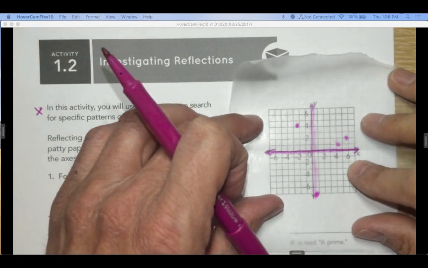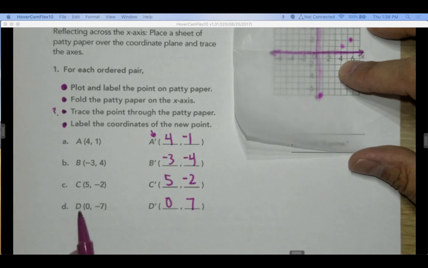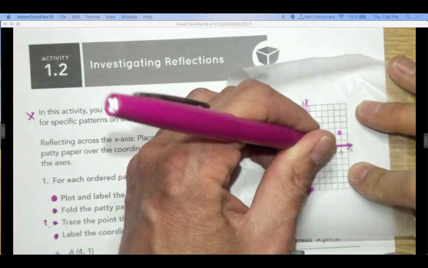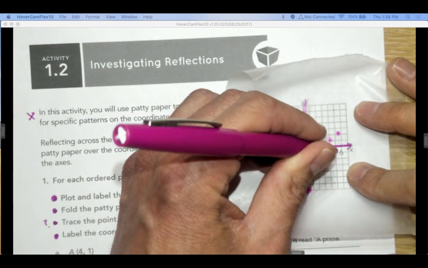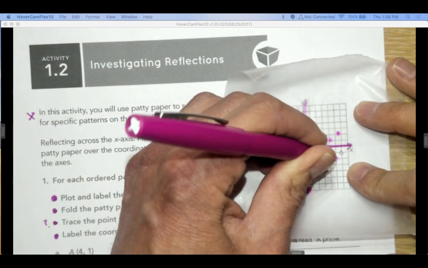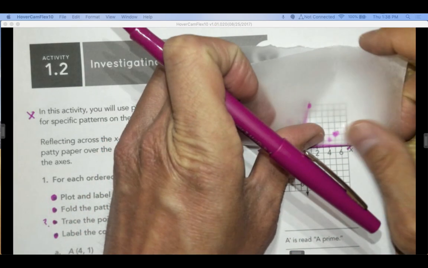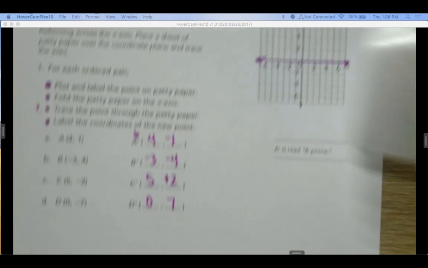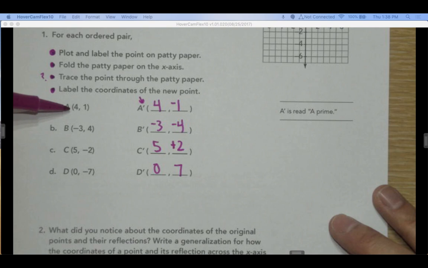Ooh, I did C wrong, didn't I? C was my fault. Look, C was 5, -2. And -2 would fold up to be 5, +2. My bad. I did that wrong. Okay. So look at these.